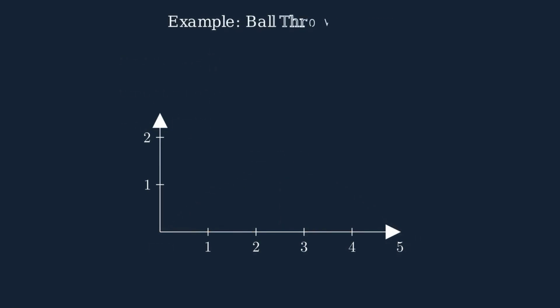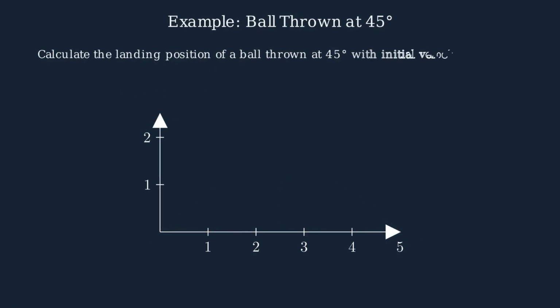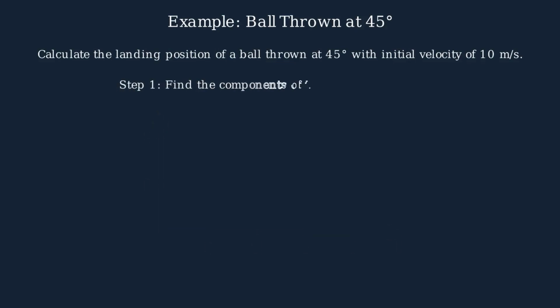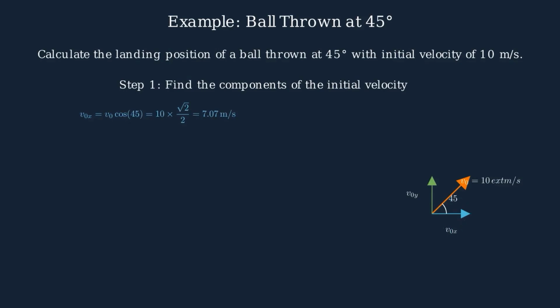Let's work through a practical example. We want to calculate the landing position of a ball thrown at 45 degrees with an initial velocity of 10 meters per second. Step 1. Find the components of the initial velocity using trigonometry. The horizontal component equals the initial velocity times cosine of 45 degrees, which is 7.07 meters per second. The vertical component equals the initial velocity times sine of 45 degrees, which is also 7.07 meters per second.